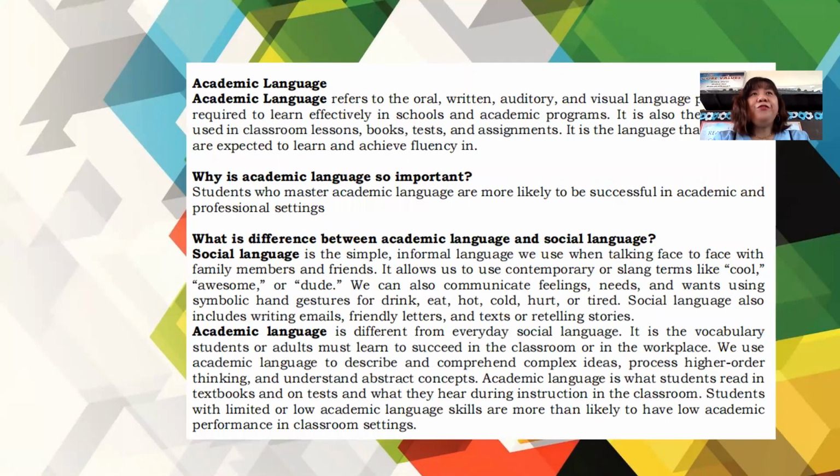Okay, so moving forward, let us now tackle the academic language. Are you good to go? Very well. Academic language refers to the oral, written, auditory, and visual language that is required to learn effectively in schools and academic programs. As we have mentioned earlier, the language that is used in academic text is academic language. And of course, because we are taking the course English for Academic and Professional Purposes, the language that we would be using would be English.